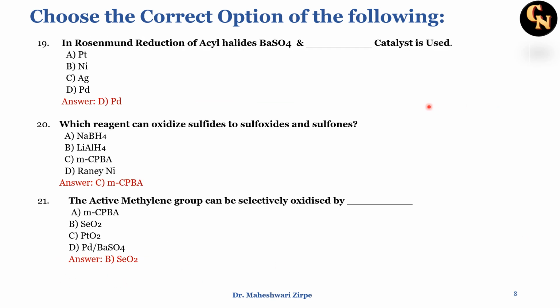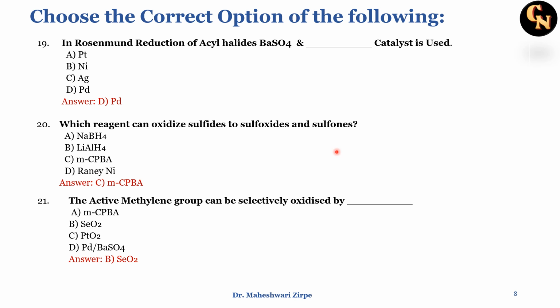The next one, in Rosenmund reduction of acyl halides, barium sulfate and dash catalyst is used. Whenever you see Rosenmund reduction, it should immediately strike that palladium is used in this. So palladium and barium sulfate. The metal used here is palladium. The option D is the correct answer.